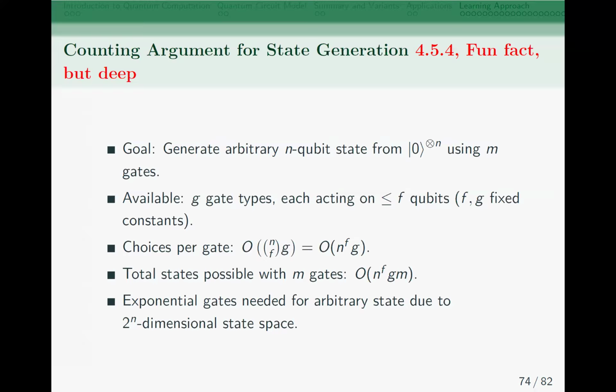So let me just sketch it. Let's say I have G gate types, and each acts on F qubits. Then you can prove that the choice per gate is n choose F, because you have n qubits, and each gate acts on at most F qubits, so you have n choose F times G, which is approximately n to the F times G. So the total number of states possible with n gates is at most that.